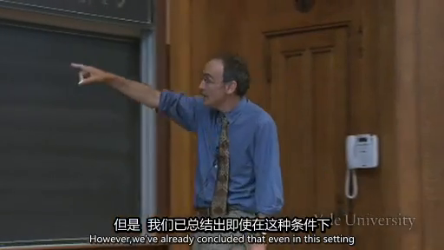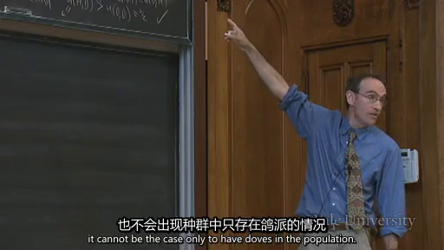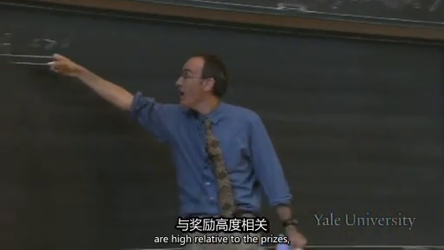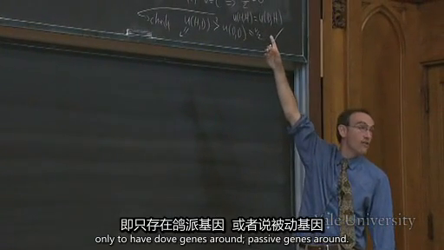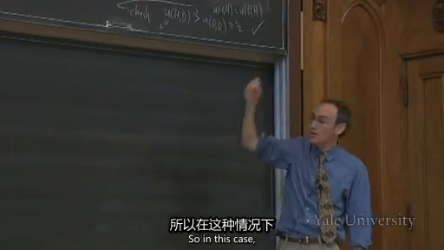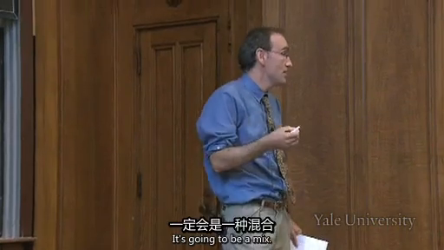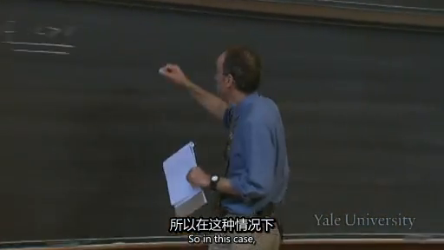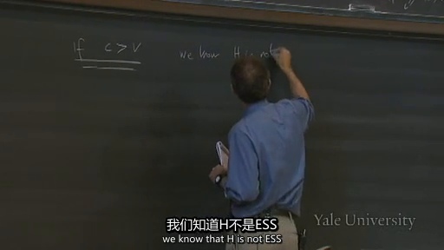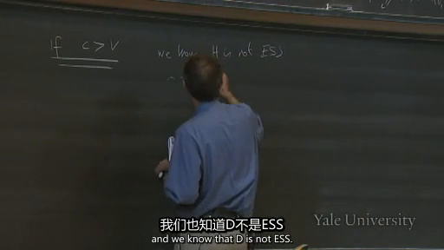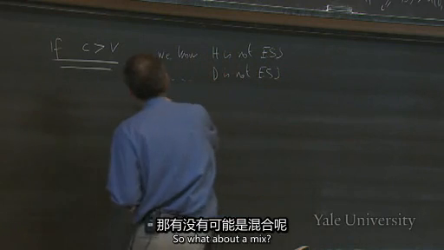However, we've already concluded that even in this setting, it cannot be the case to only have doves in the population. We've shown that even where the costs of fighting are high relative to the prize, it cannot be evolutionarily stable to only have dove genes, passive genes, around. So in this case, if anything is evolutionarily stable, it's going to be what? It's going to be a mix. So in this case, we know that H is not an ESS, and we know that D is not an ESS. So what about a mix?